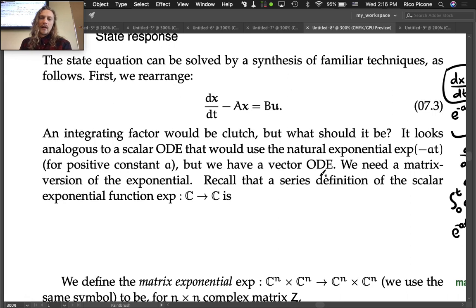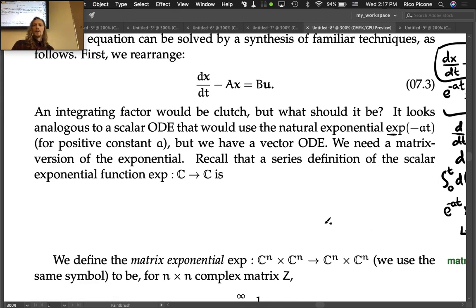So this looks analogous to a scalar ODE that would use the natural exponential. In most of the lecture, I'm going to use exp as the exponential function because we're going to have a lot of them show up, and it's a little bit hard to see the exponents when you have a lot of exponentials in your equation. So I'm just going to use this exp notation, just the same as good old-fashioned e to the whatever, okay? But we have a vector ODE. We need a matrix version of the exponential.